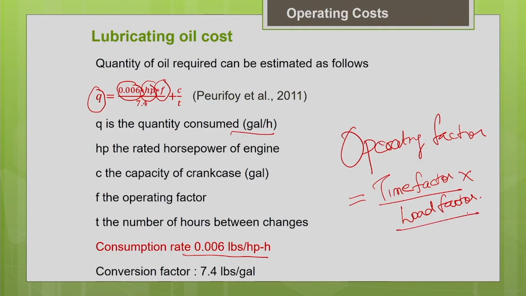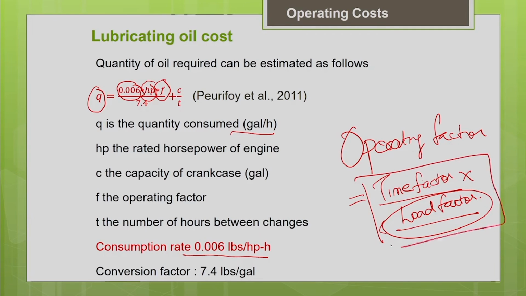And load factor is, in your production cycle, for how much duration the machine works at full power, and for how much duration it works at average power or less than full power. If you know that, you can calculate the load factor. The product of these two gives you the operating factor. So according to your operating factor, you have to adjust this theoretical value 0.006.